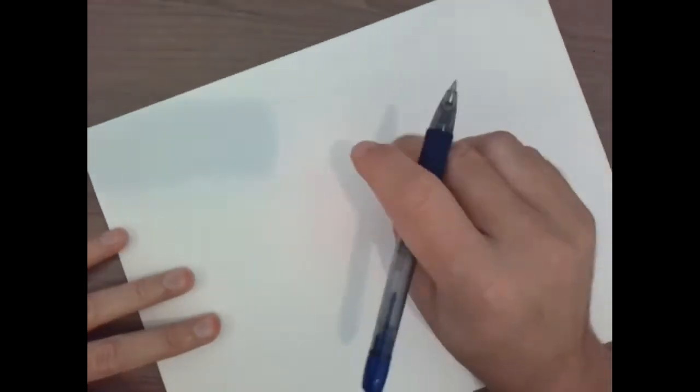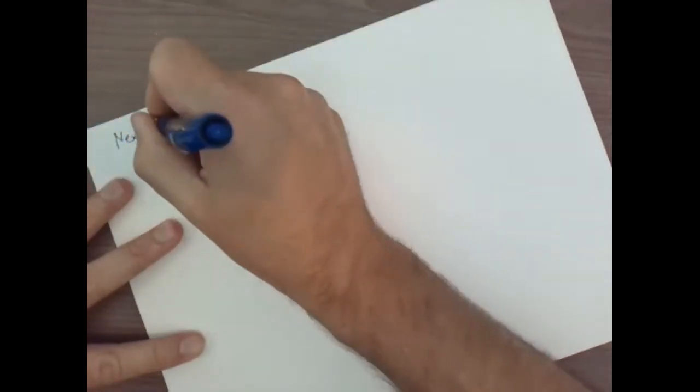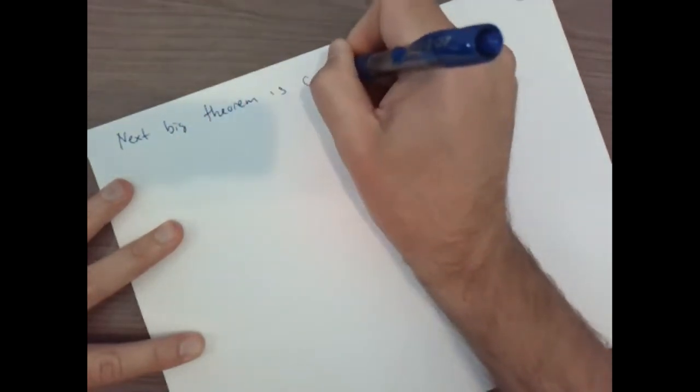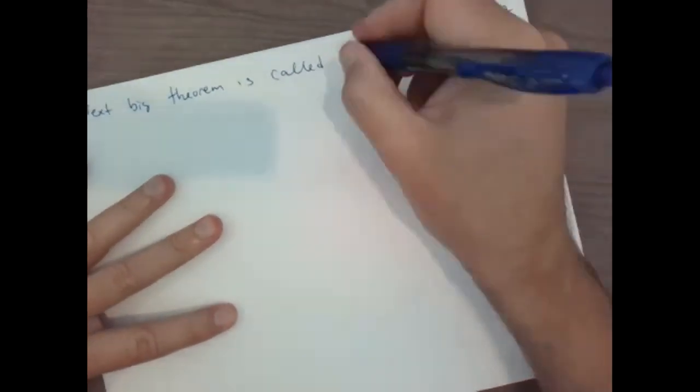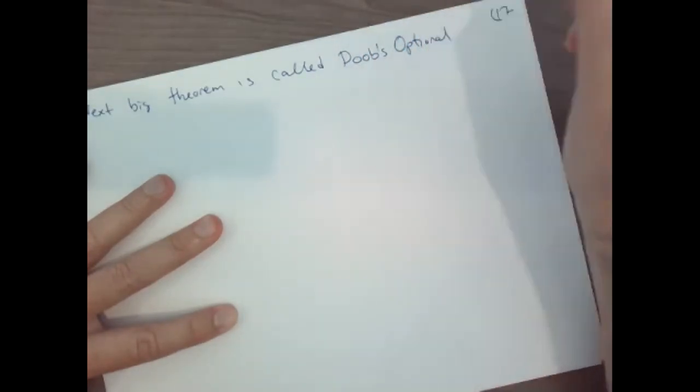So the next thing that's going to come is tying the martingale property in with stopping times. So the goal is to get to something called Doob's optional sampling theorem. This is the next big theorem, like the one for the Radon-Nikodym derivatives. These theorems come with names. It's called Doob's optional sampling theorem.